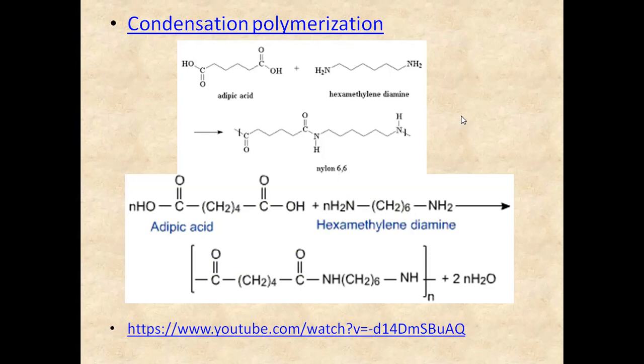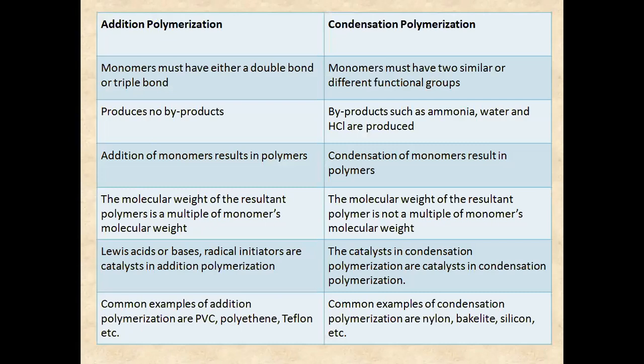So we have two types of polymerization: addition polymerization and condensation polymerization. The main difference is that in addition polymerization, monomers must have either a double bond or a triple bond. In condensation polymerization, monomers must have two similar or different functional groups. Then only the elimination of small molecules like water, ammonia, etc. takes place. Addition polymerization produces no byproduct; the monomer simply adds to get a polymer. But in condensation polymerization, byproducts such as ammonia, water, and HCl are formed. That is the elimination of small molecules.